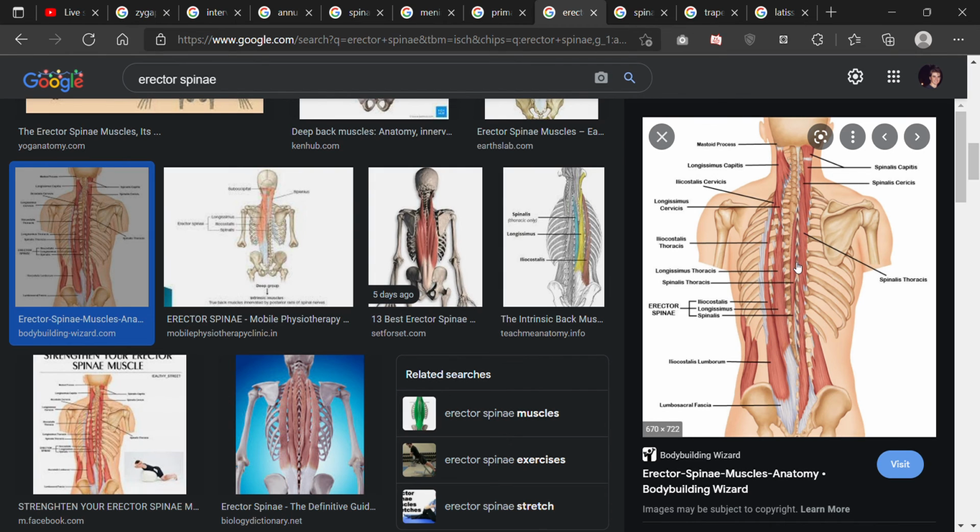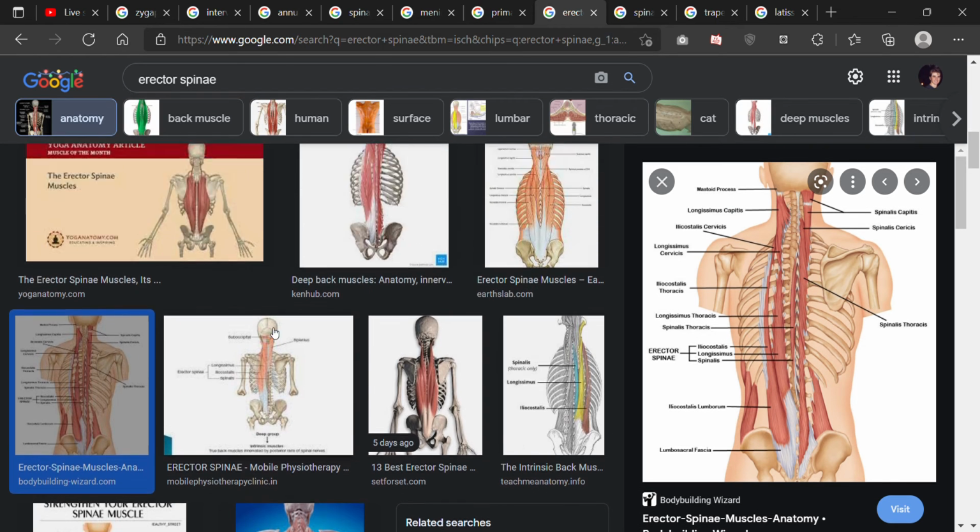Something interesting I saw in the anatomy is where they're all originating and inserting. They're not just on the spinous processes, but they're also on the transverse processes. They're also on the ribs. So the erector spinae aren't just on the spine, they're on the ribs as well, and I thought that was very interesting to see.